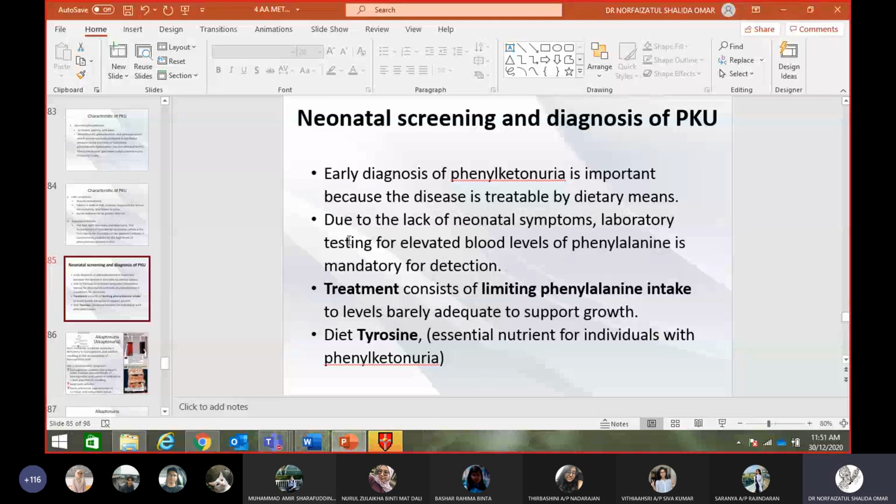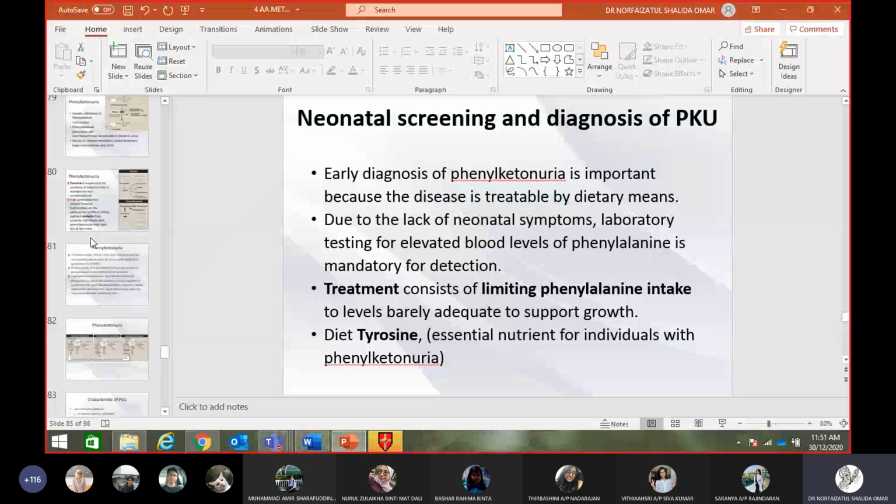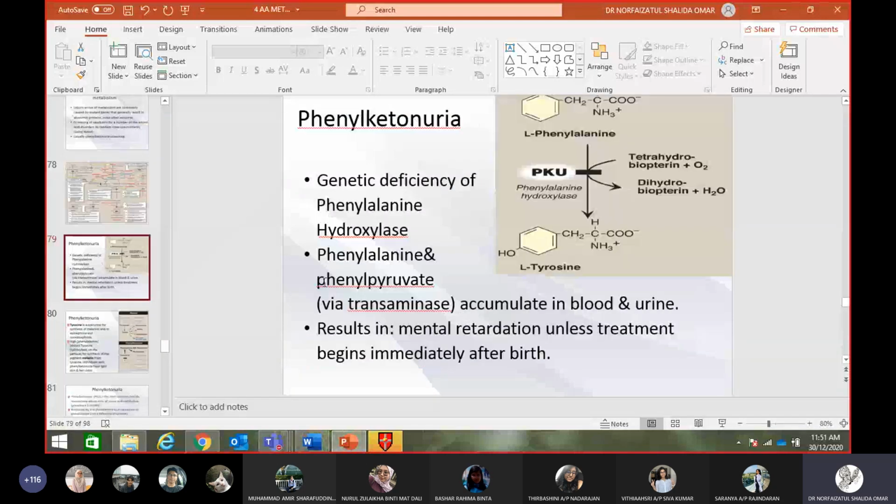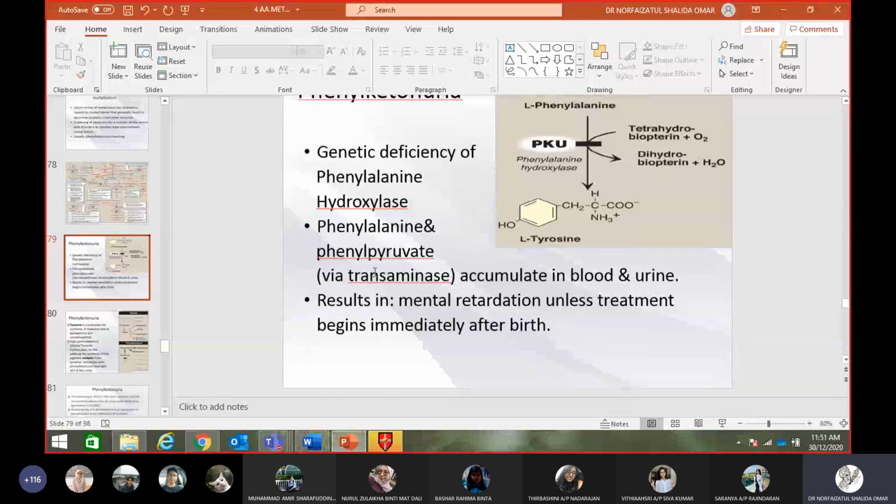Okay. Basically, there are two types. The main one is due to phenylalanine hydroxylase. When phenylalanine hydroxylase is not present, it cannot convert phenylalanine to tyrosine. So it's a genetic deficiency of phenylalanine hydroxylase. When this is defective, tyrosine cannot be produced, and phenylalanine and phenylpyruvate accumulate in the blood. This results in mental retardation.